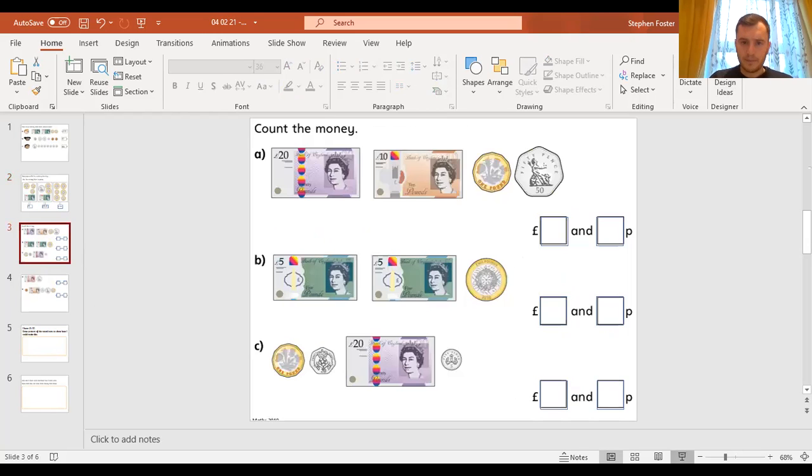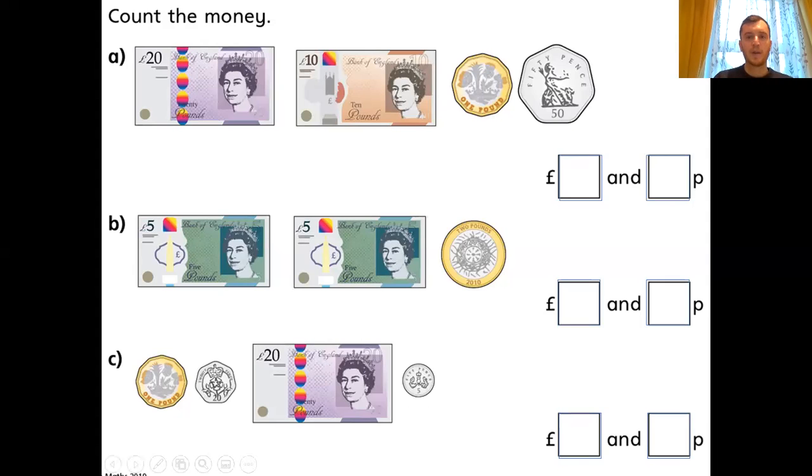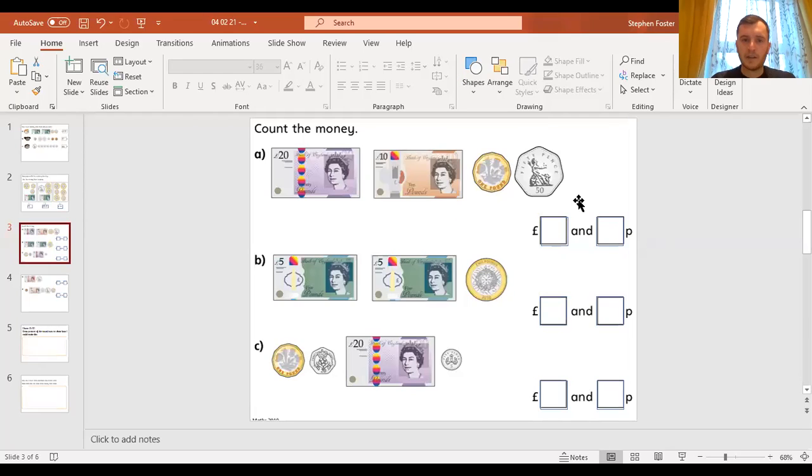Moving on to the next one. And this is similar to the examples we looked at throughout the lesson. So count the money, and you need to write it as blank pounds and blank pence. So the first one, there is a £20 note, a £10 note, a £1 coin, and a 50 pence coin. The next one, there are two £5 notes and a £2 coin. And the next one, there is a £20 note, a £1 coin, a 20p piece, and a 5p piece. I think they've jumbled them all up a little bit to make it slightly trickier for you on that one. As always, pause the video, have a go at jotting down those amounts, and we'll look at the answers in just a moment. So let's look at the answers.